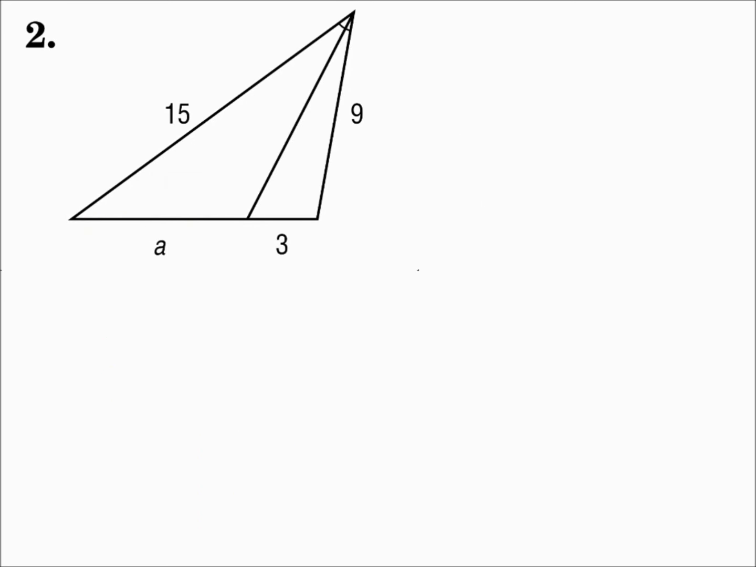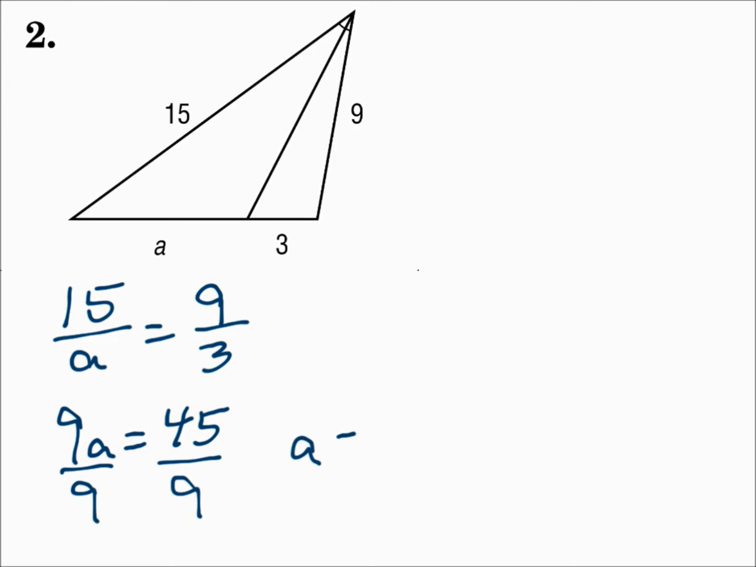Number 2. Here we have an angle bisector that cuts the opposite side into two parts. Those parts are proportional to the other two sides. Look at the way the numbers are sitting in the picture. Make your proportion using the same positions that those numbers are in already. The left fraction will be 15 over a. The right fraction will be 9 over 3. Cross multiply and solve. For this one, a equals 5.